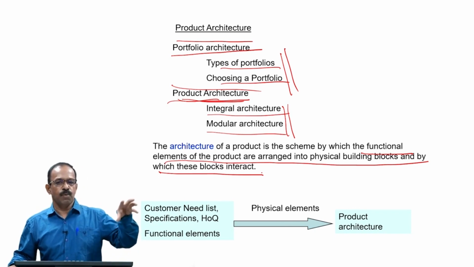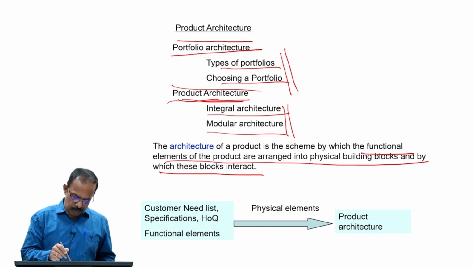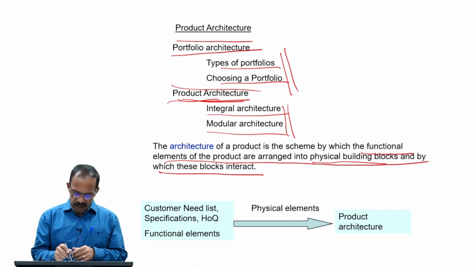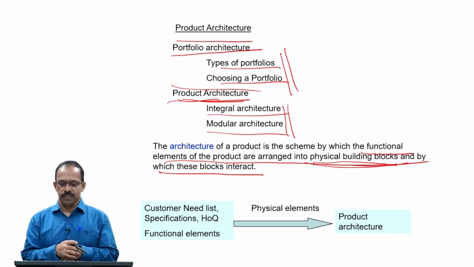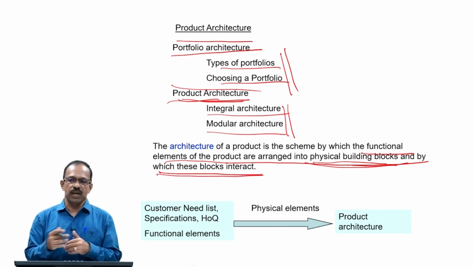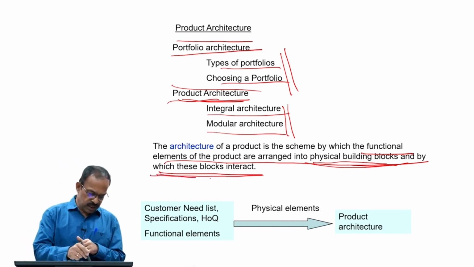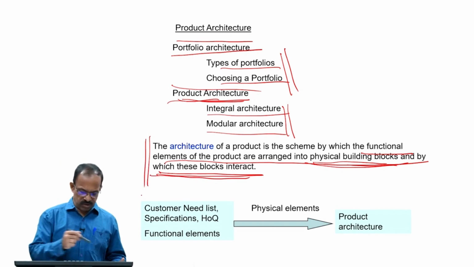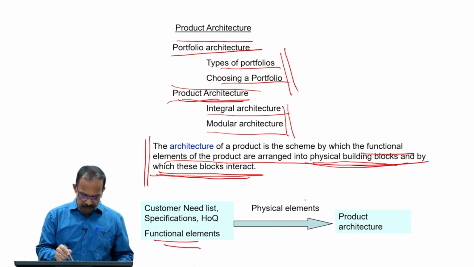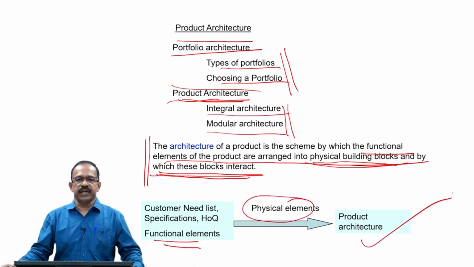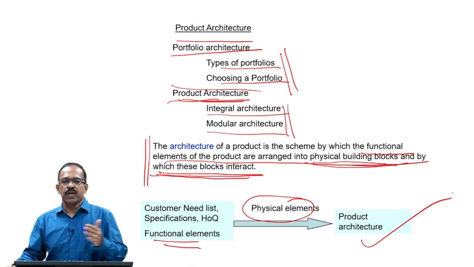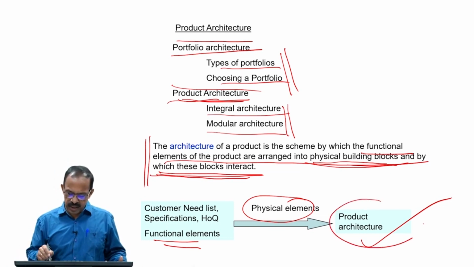So, all these functional blocks need to be converted to physical building blocks, basically the components which actually provide those functions. We need to know how these physical building blocks can be arranged and how they actually interact. That is basically known as the architecture of a product. When we convert the functional elements into physical elements, we get the product architecture. So, from the customer requirements we have moved to the functions, and from the functions we are moving to the physical building blocks, which is basically the product architecture.